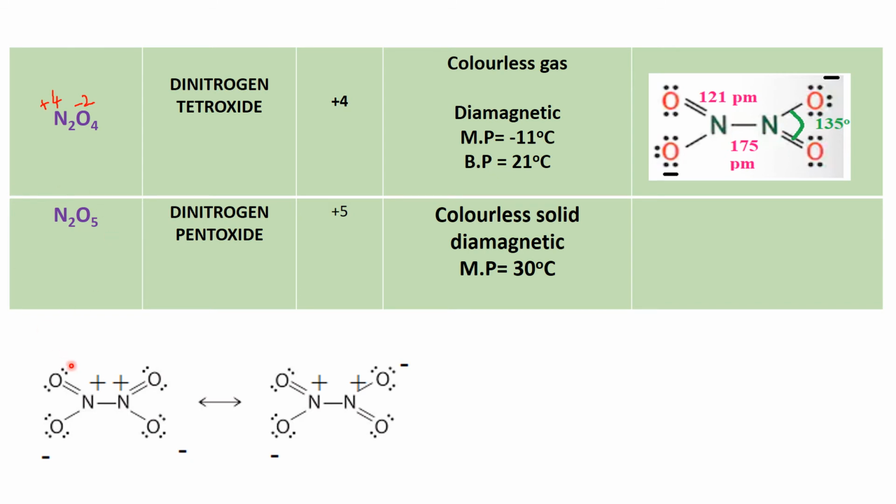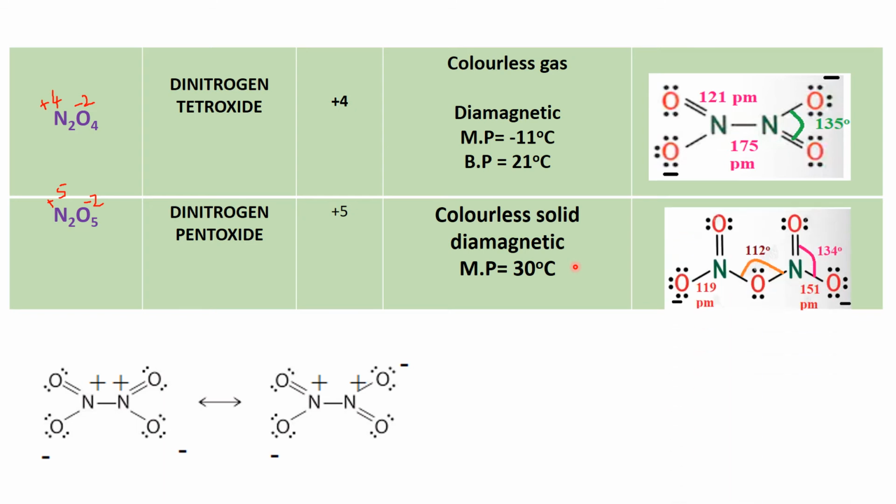Dinitrogen pentoxide, its molecular formula is N2O5. Its oxidation state is +5. It is a colorless solid. It is diamagnetic in nature. Its melting point is 30 degrees Celsius. It sublimes at 32 degrees Celsius to molecular state.